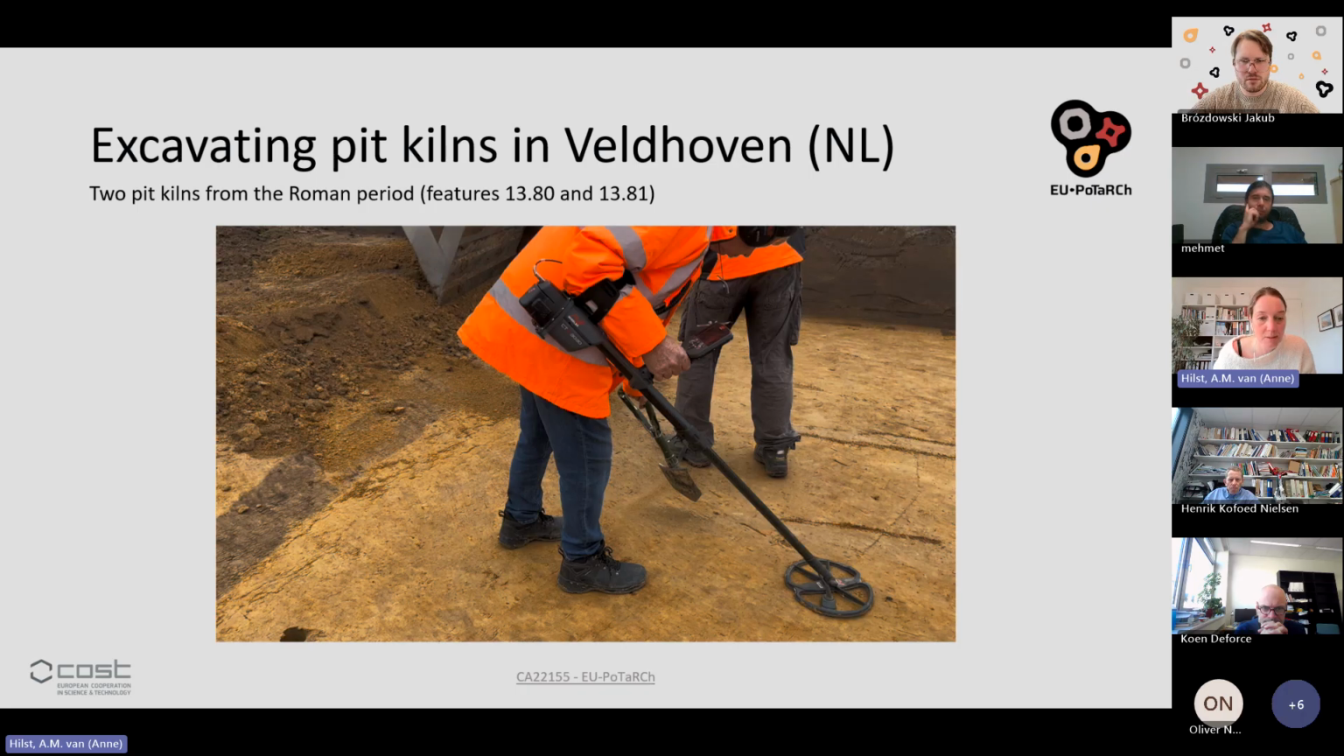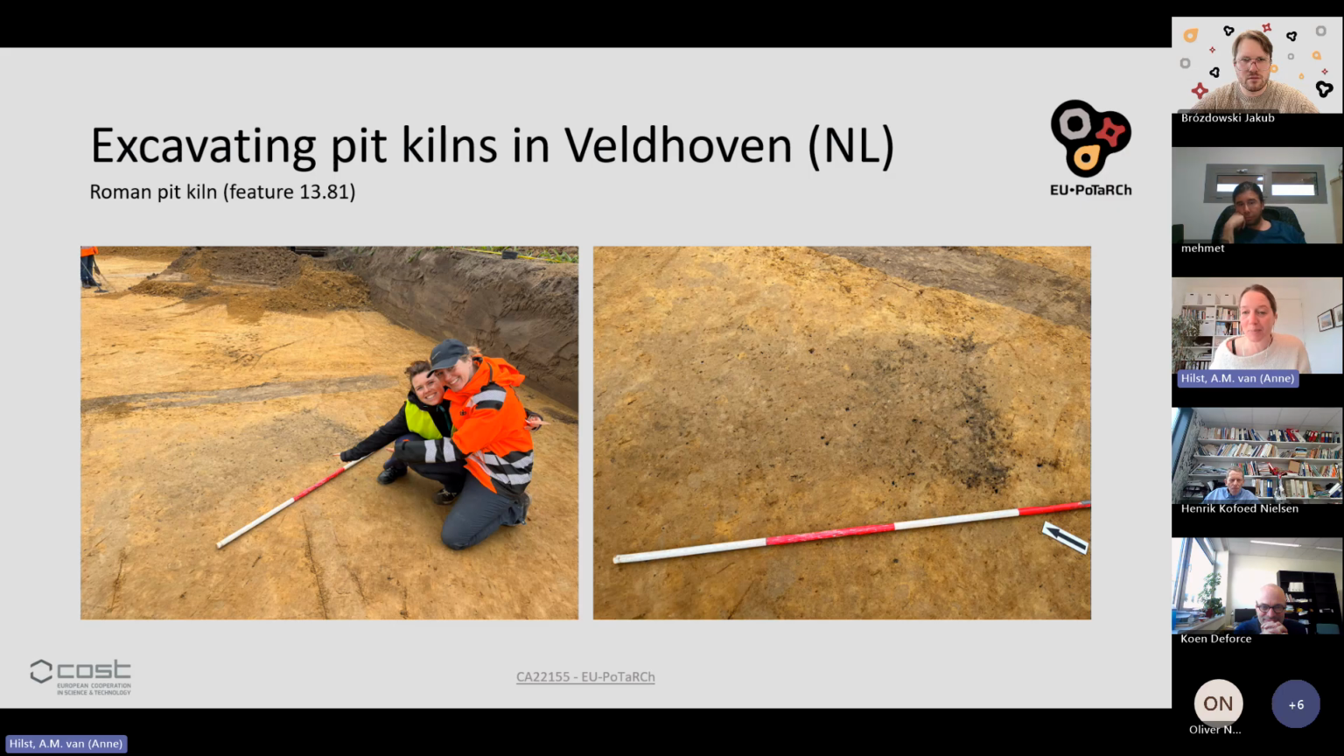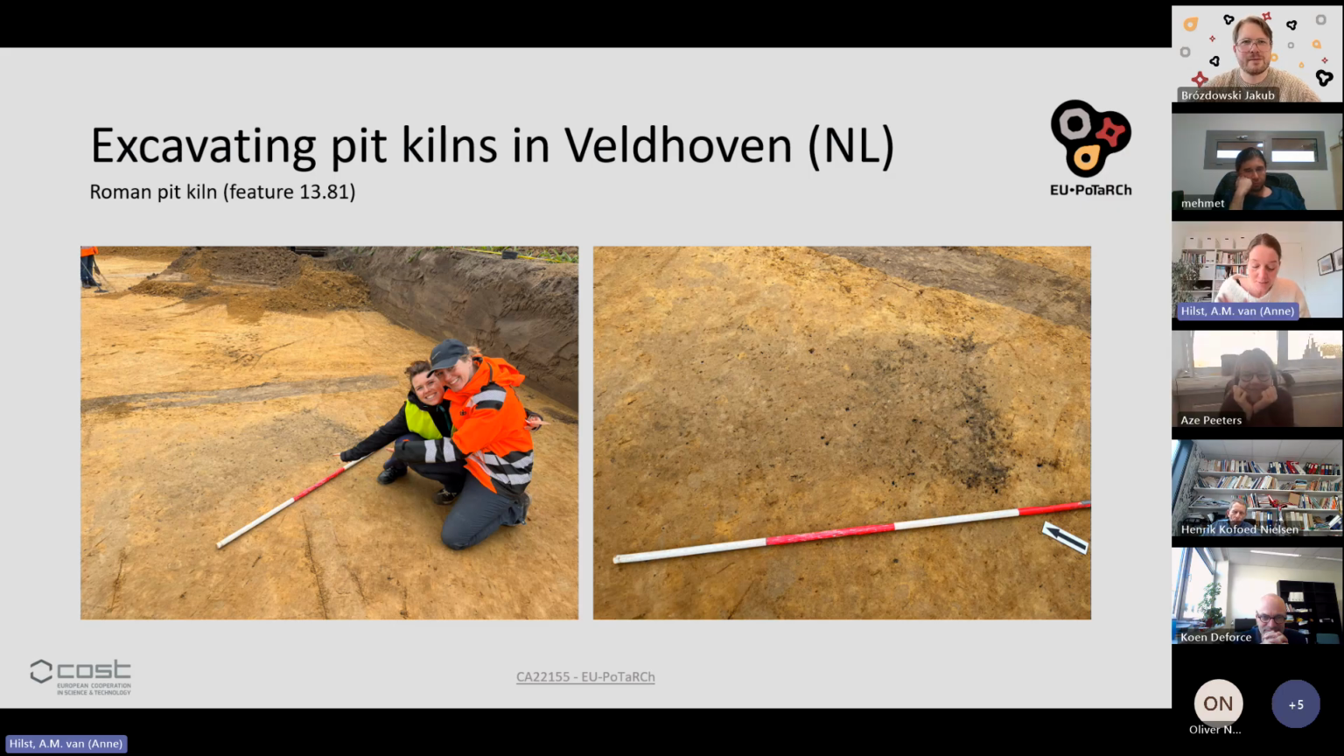It's the light gray feature over here. For everybody who finds it hard to see, here are Aze and I pointing the feature out. Aze visited the excavation specifically to look at the pit kilns, and as you can probably see from our faces, we are very happy to find another one.